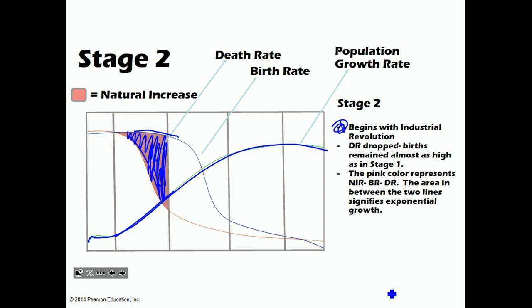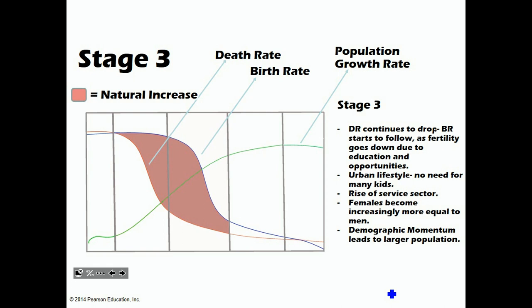And death rates start to drop dramatically. There was never a point in human history where more babies were being made, and that's what caused population to go up. The fact of the matter is, more babies were living to be adults. That's what causes population to go up. Most important thing about the demographic transition model right there.